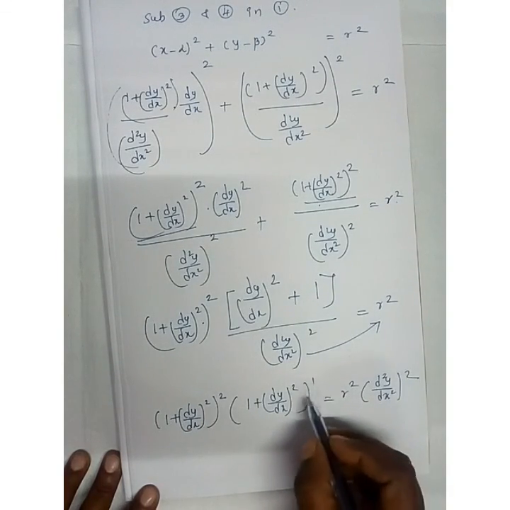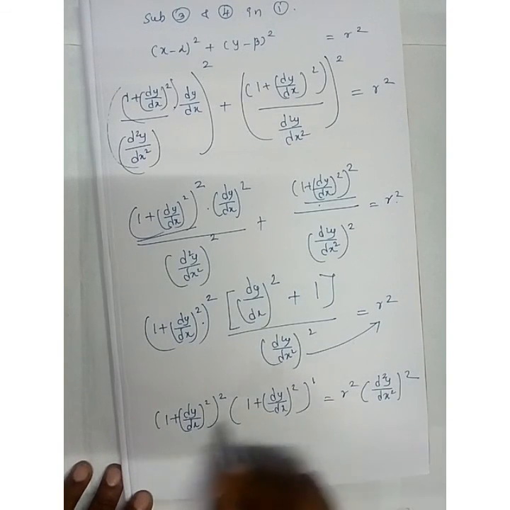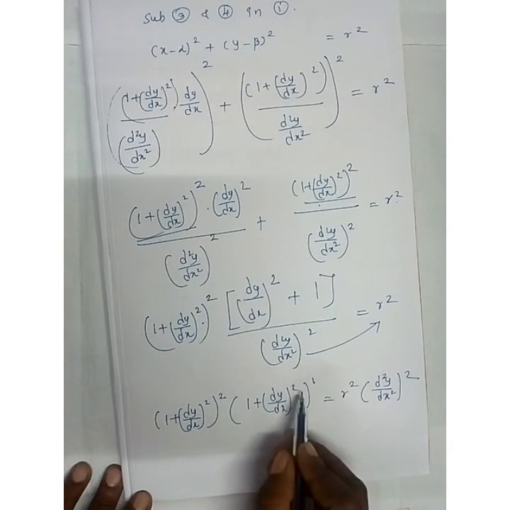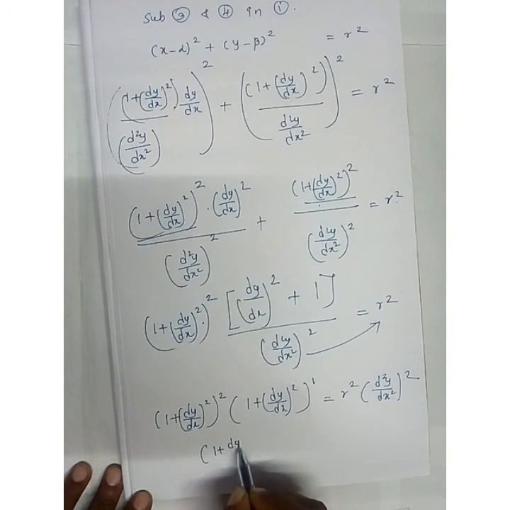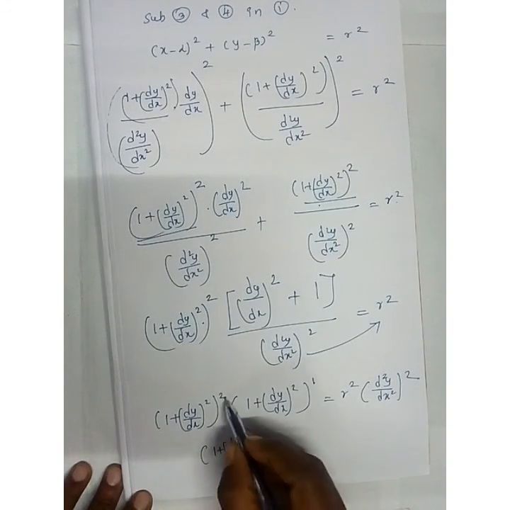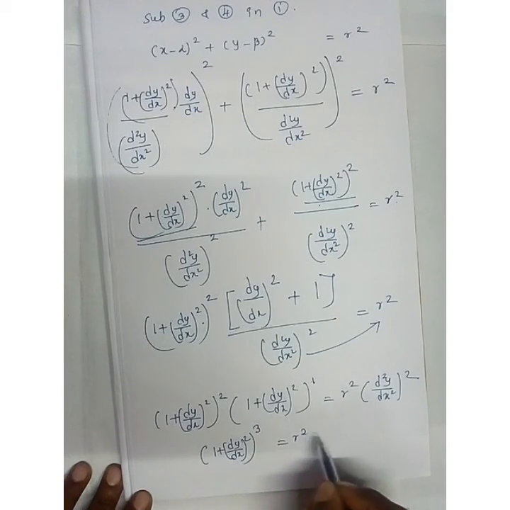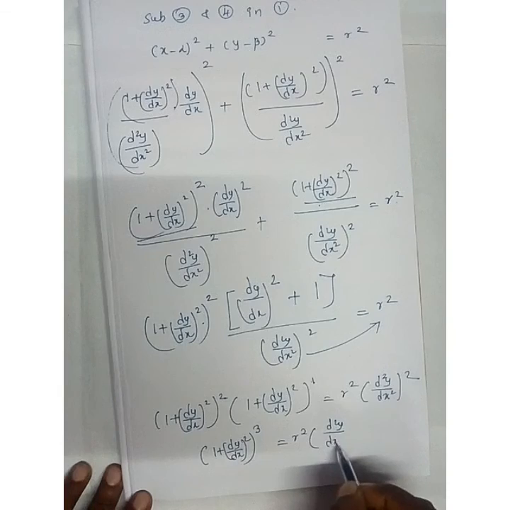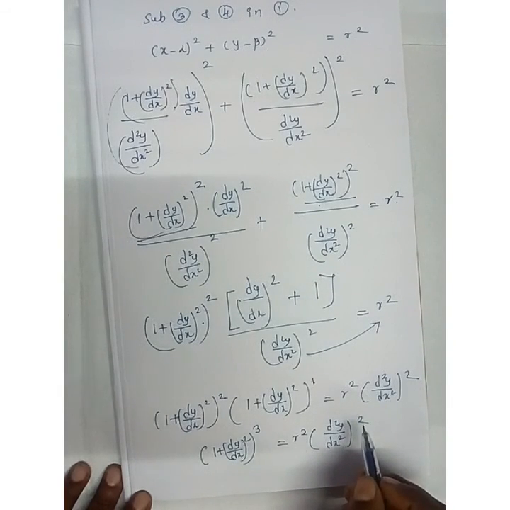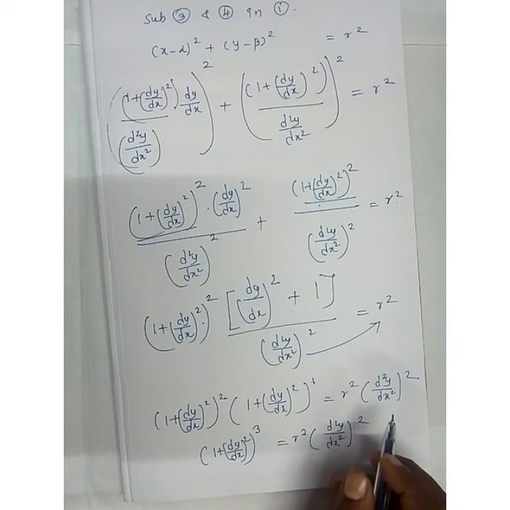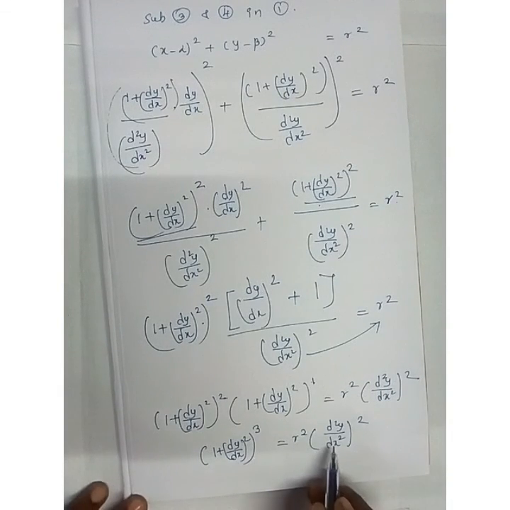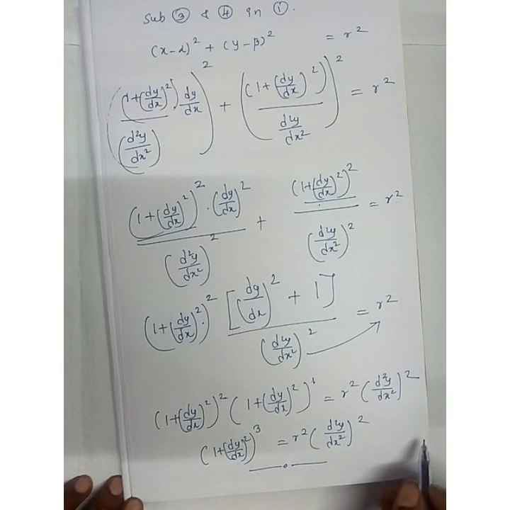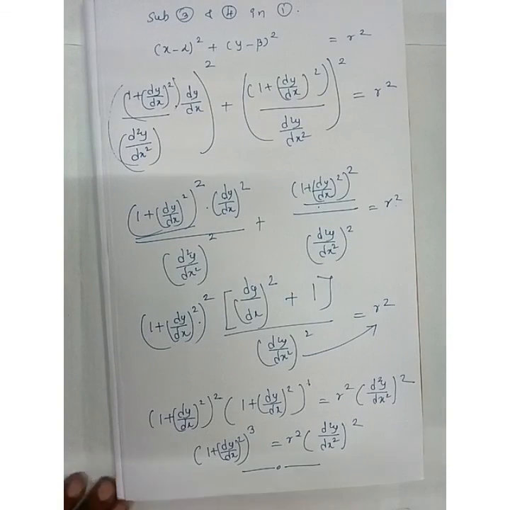Both are the same terms, with power 1, and while the base is the same, the powers can be added. So (1 plus (dy/dx)^2), 2 plus 1 is 3, which is equal to r squared into (d^2y/dx^2)^2. So this is our final differential equation, because there is no alpha and beta term in the final equation. This is our required differential equation for (x minus alpha)^2 plus (y minus beta)^2 equal to r squared.